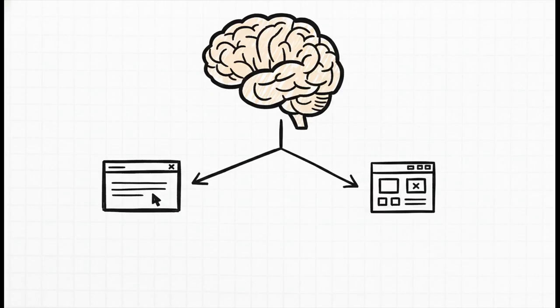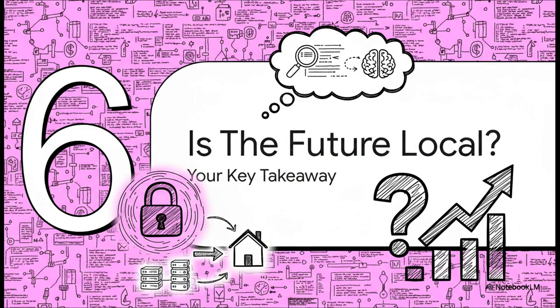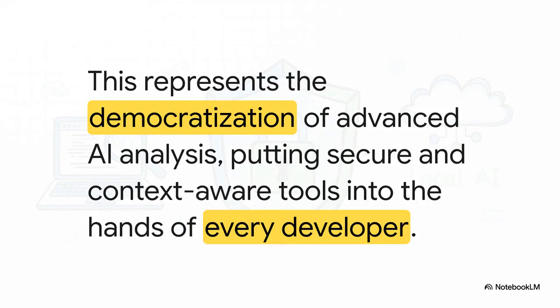It's accessible. So after all that, from the promise of total privacy to the nuts and bolts of getting it running, what's the big picture takeaway here? What's the one thing you should really walk away with? It's this. What we're seeing is the democratization of really powerful AI. Tools like this are putting secure, context-aware AI analysis directly into the hands of every single developer, on their own machine, for free.